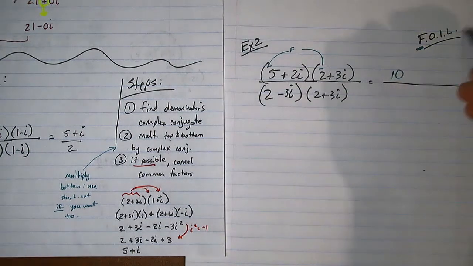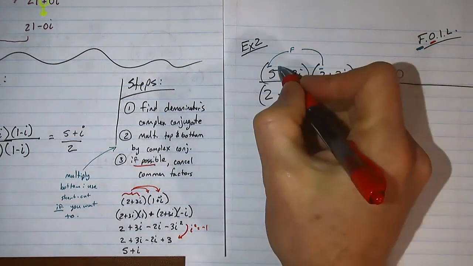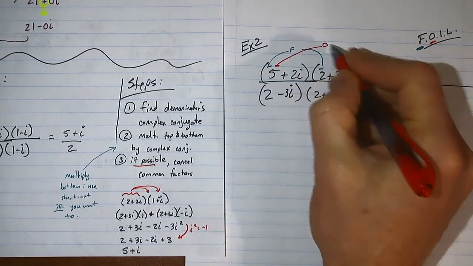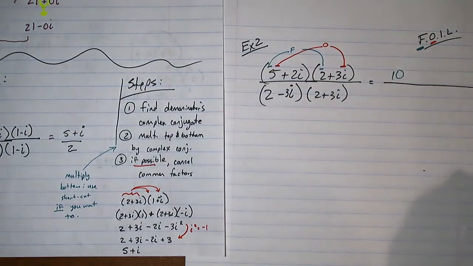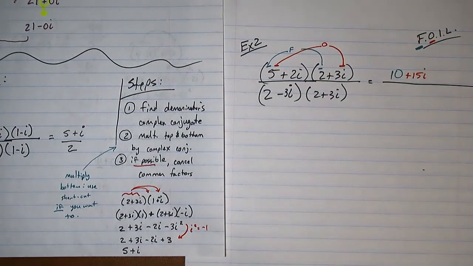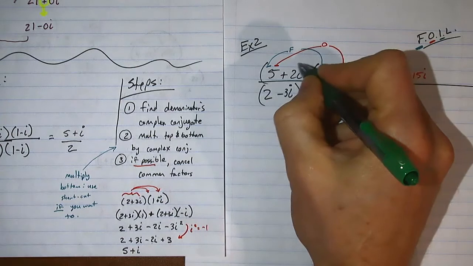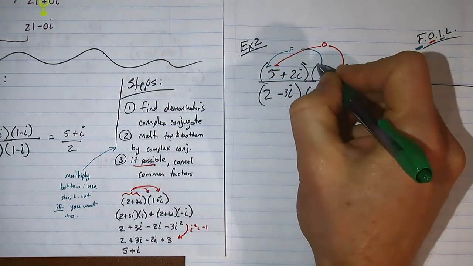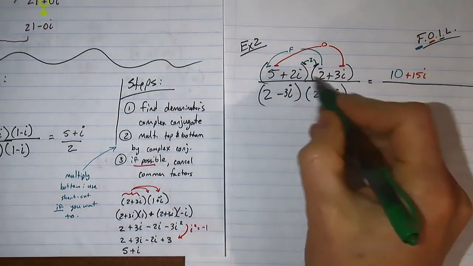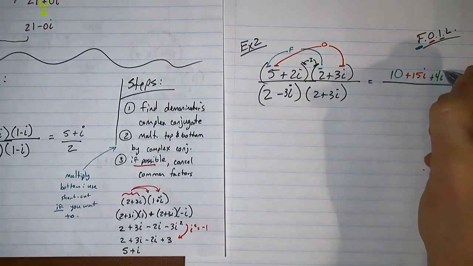Then I'm going to do my outsides, or the outermost, whichever way your teacher taught you that. So my outside is 5 on this one and 3i on this one. So now I'm multiplying 5 times 3i. That's going to give me a positive 15i. Then I'm going to move to my insides, my innermost, whatever word your teacher taught you. So for my inners, that's a 2 and a 2i. So 2i times 2 is going to give me a 4i.